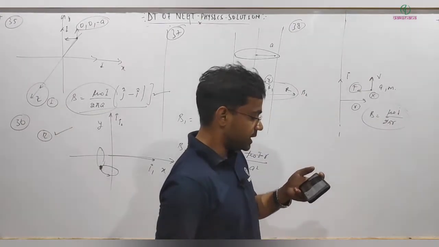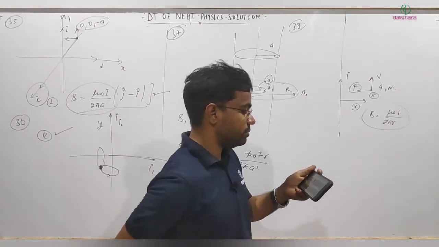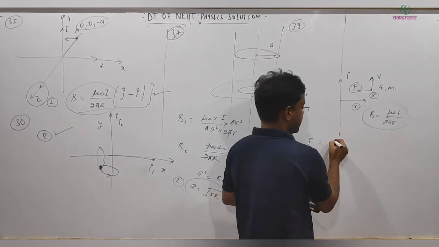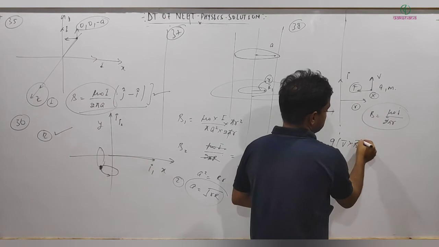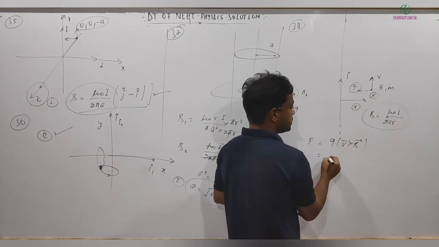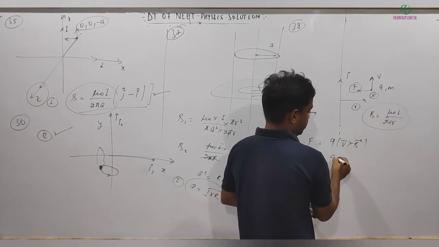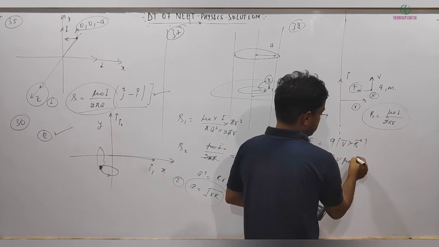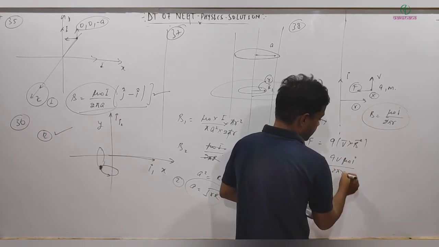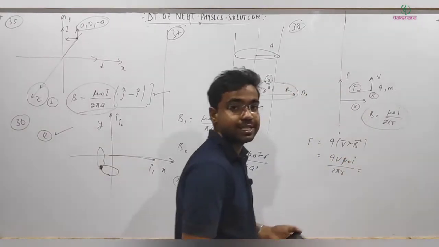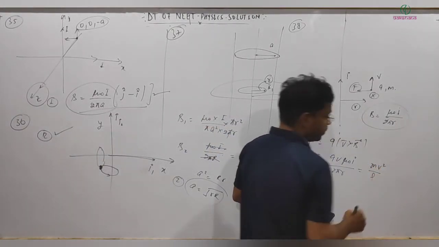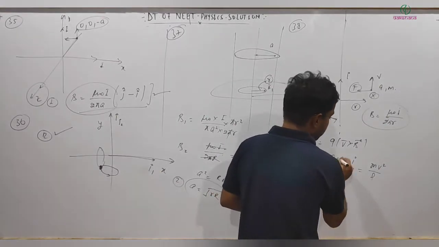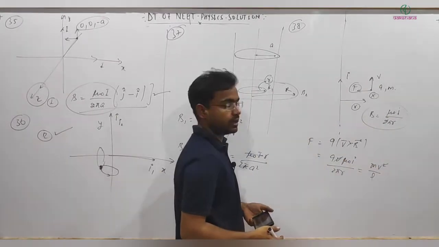The radius of curvature at the point of projection. So first, the force can be written as Q V cross B. This is perpendicular, so it can be Q V, and B is mu naught into I divided by 2 pi R. This should provide the required centripetal force, so I can write this is equal to m V square divided by rho, where rho is the radius of curvature, and it's asking for the radius of curvature.